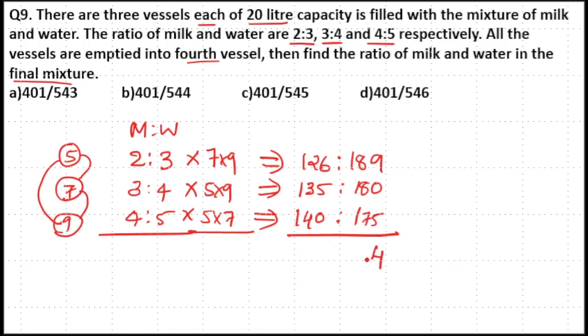8 into 3, 24. 2 plus 3, 5. Now 126 plus 135 plus 140. 6 plus 5, 11. 3 plus 3, 6 plus 4, 10. 3 plus 1, 4. So 401 is to 544. Option B. 401 divided by 544 is your answer.